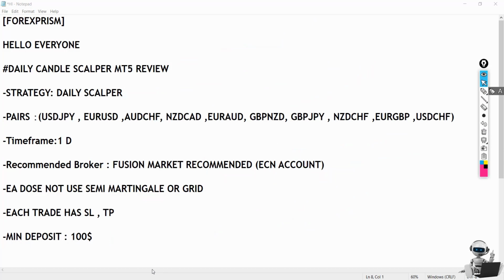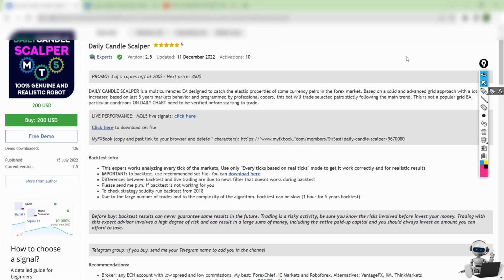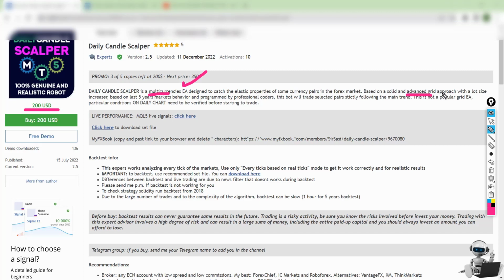Let us go and show you the overview. So we can see the Daily Candle Scalper is a newly released EA that currently some people are purchasing for 200 USD, and it is multi-currency. That is true, but it uses an advanced grid approach. It's not like a typical grid, and with the lot increasing, he doesn't say it is martingale, but to be honest and fair, it is a semi-martingale.